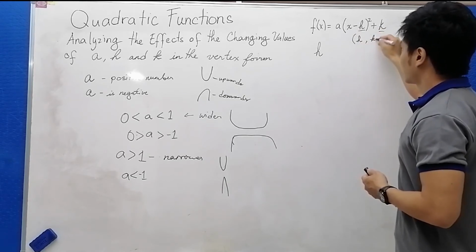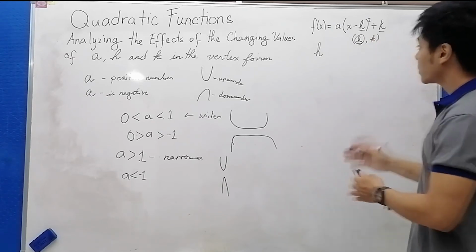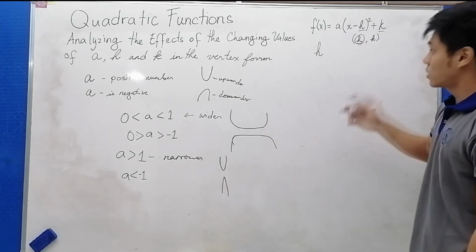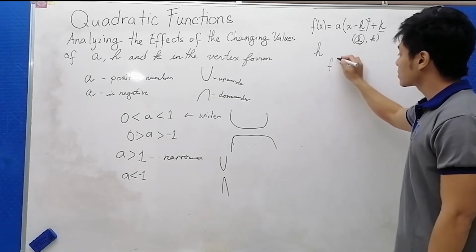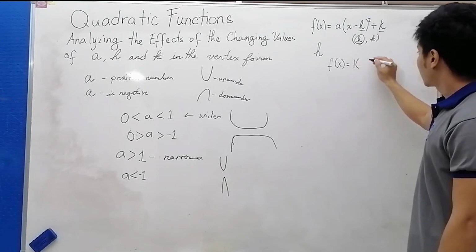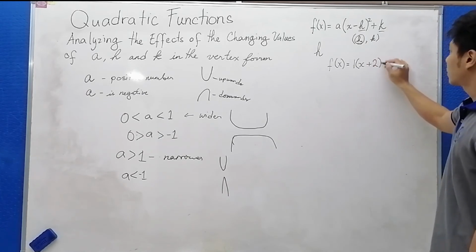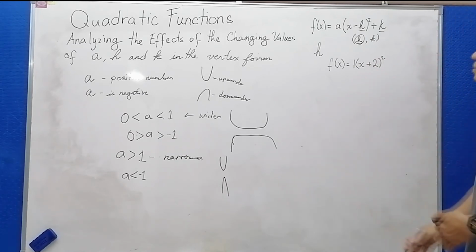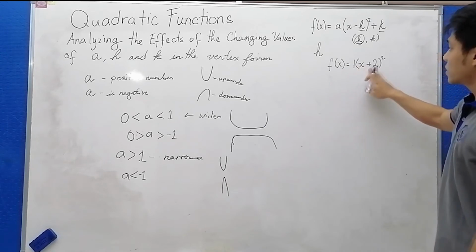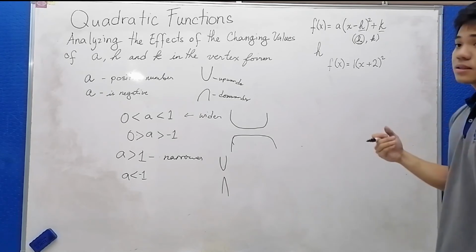H and k. So what do we know? That h is the x coordinate. So that means it will tell us if the parabola is going to be moving left or right. Let's take one example. Our example is f of x is equal to, let's say 1, (x plus 2) squared. Let's ignore k first for the meantime, so let's just identify k as being 0 in this value. So if x is plus 2 in the parentheses, what happens is it moves 2 spaces to the left.